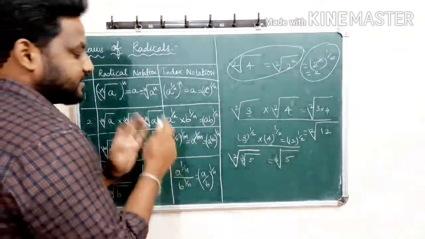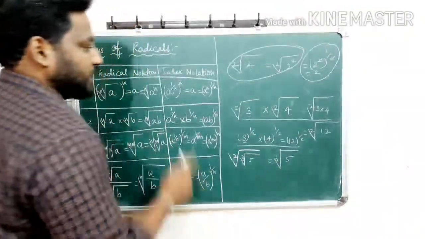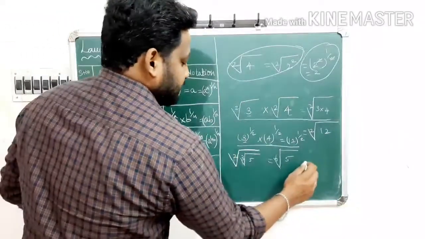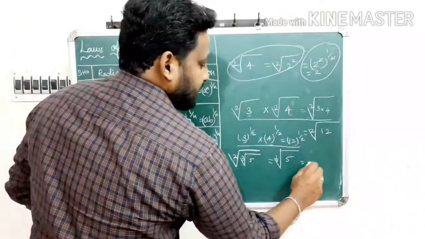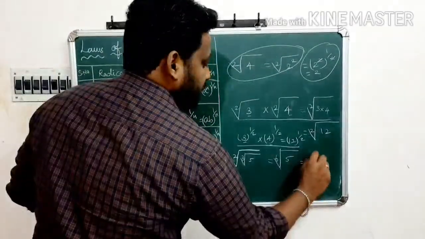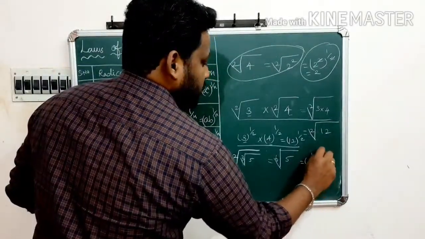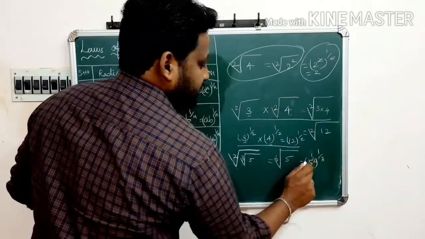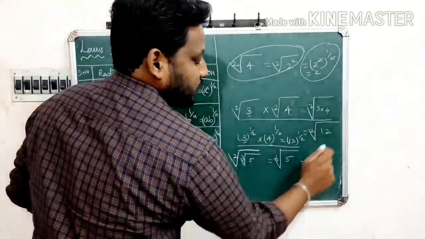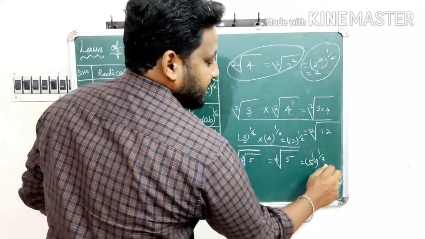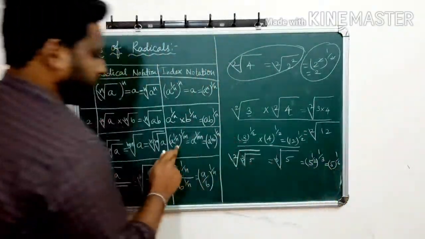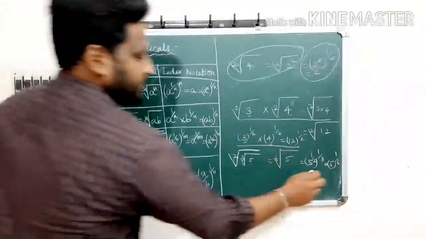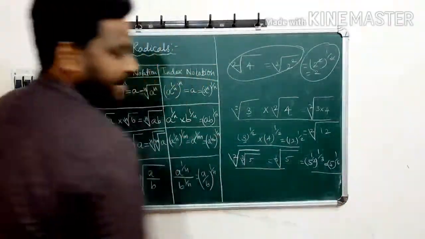Okay, and how are we going to write it in index notation? A power 1 by n, which means 5 power 1 by 2, the whole power 1 by 3. Which means a power m, the whole power n, is equal to a power m into n. So 2 into 3, 6, 5 power 1 by 6. So this is the index notation, and this is the radical notation.